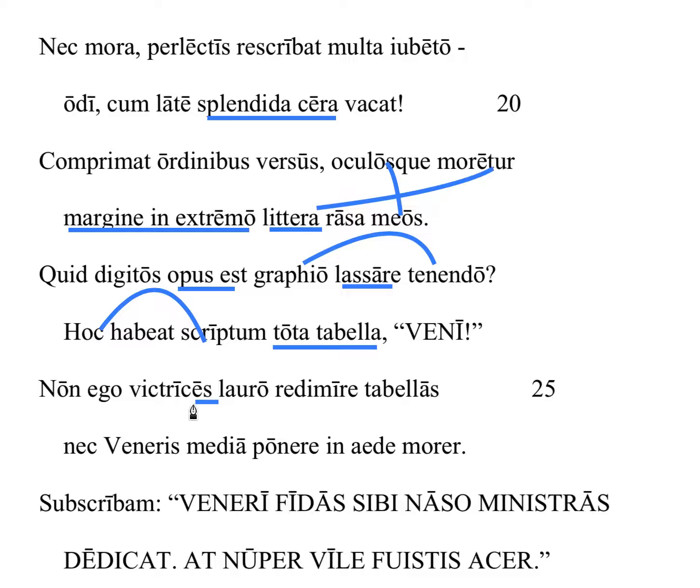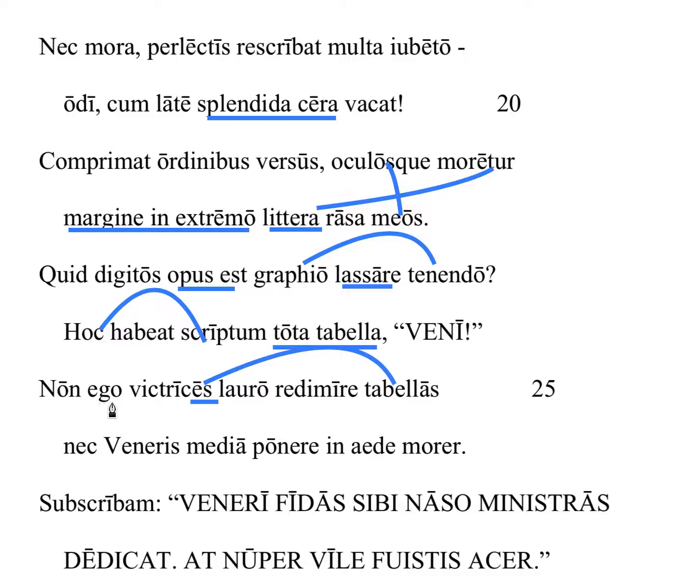Whichever case, the accusative plural here, victorious. Lauro, the dative or ablative, laurel tree. And then an infinitive, redimire, which means to wreathe. And then tabelas here. So victorious tablets, because he wrote her a tablet saying, hey, let's get together, I love you. And of course now she's saying, at least Ovid's imagining, that she wants to, so they're victorious. We still need a main verb though. We don't have one. Redimire means to wreathe the victorious tablets with laurel.